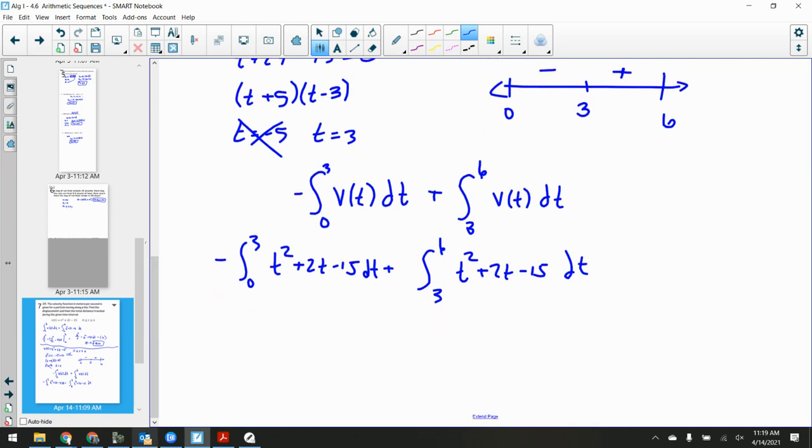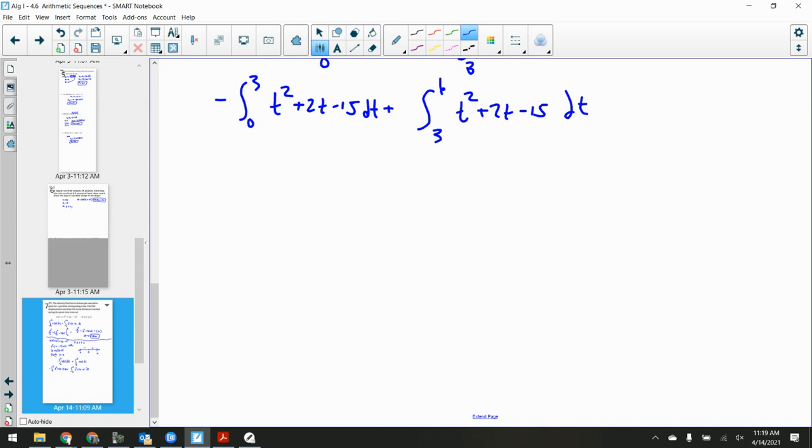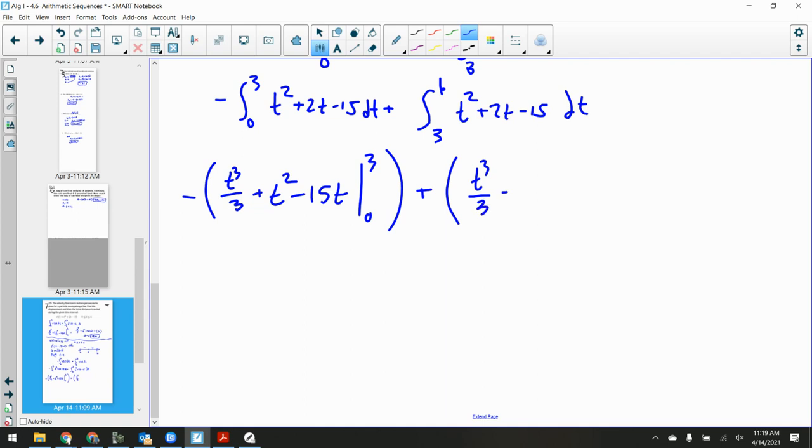Which means I need to take the antiderivative again. We've already done that. So it's negative t to the third over 3 plus just t squared minus 15t from 0 to 3, plus t to the third over 3 plus t squared minus 15t from 3 to 6.